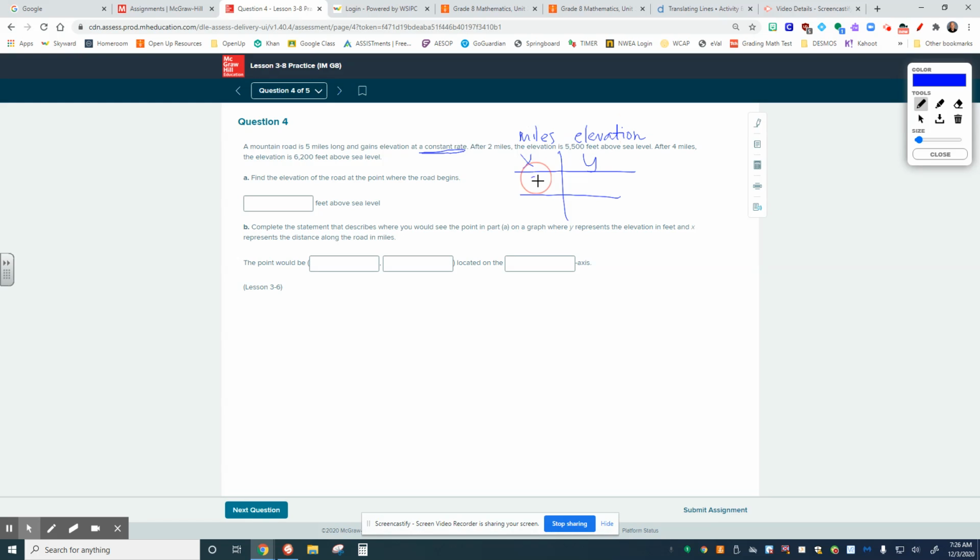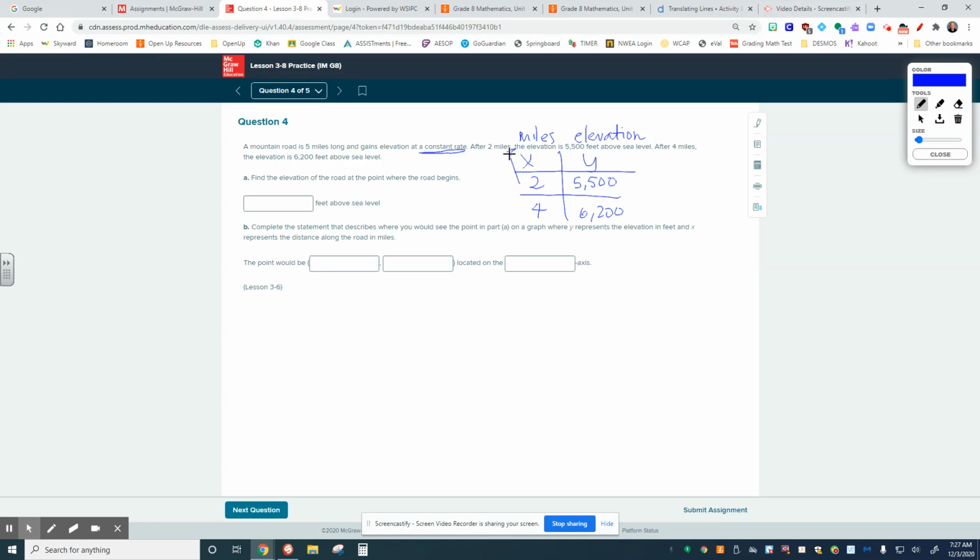What we know is that at 2 miles, the elevation was 5,500 feet. And then after 4 miles, we knew that the elevation was 6,200 feet. And then the question is, what was our elevation at the beginning of the road? So we need to go backwards 2 miles to be able to figure out our elevation. Well, how do we do that? We have a couple of options, but both those options have to start with finding the slope.